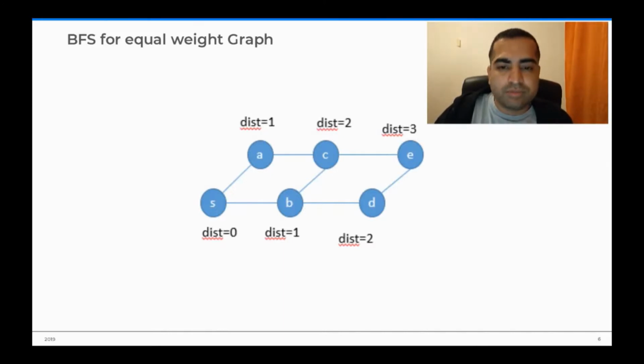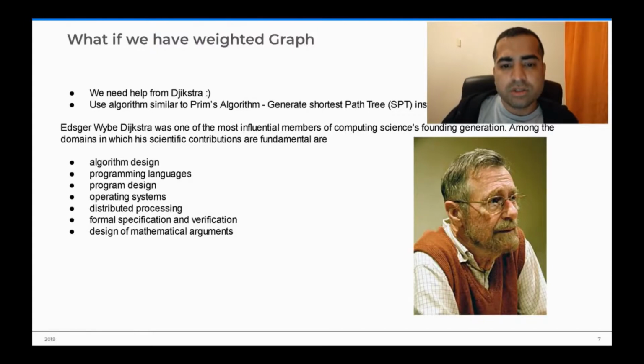What about the weighted graph? There we will need help from Dijkstra. This algorithm is very similar to Prim's algorithm, where we generate a shortest path tree instead of a minimum spanning tree. But before going there, let's know about Dijkstra himself. He was one of the most influential members of the founding generation of computer science. The domains he worked on include algorithm design, programming languages, program design, operating systems, distributed processing, and I don't know what not. He was one of the geniuses in our field.